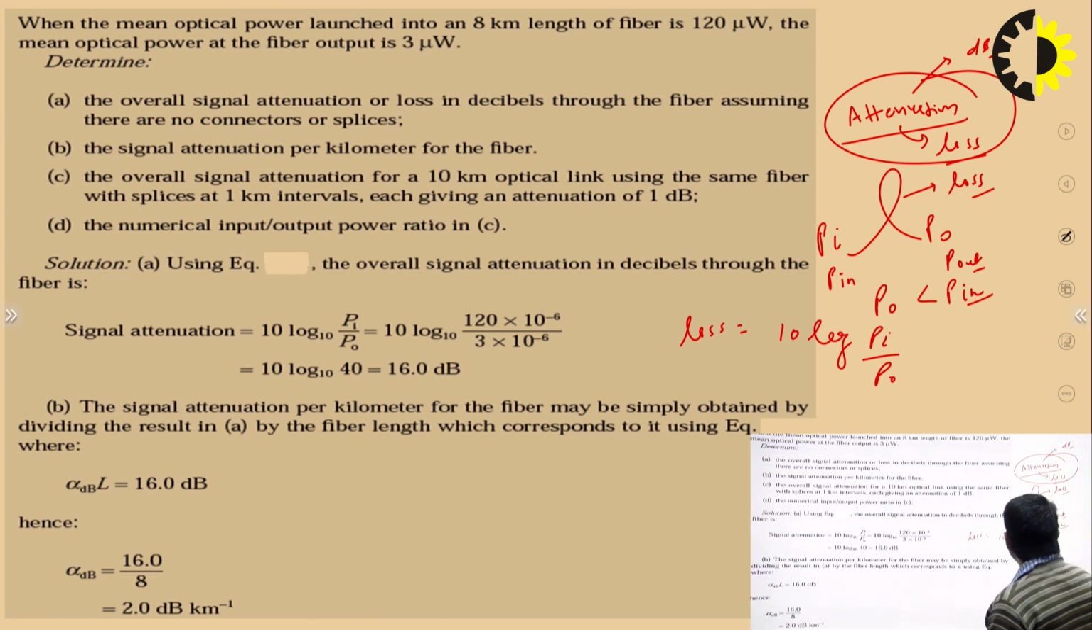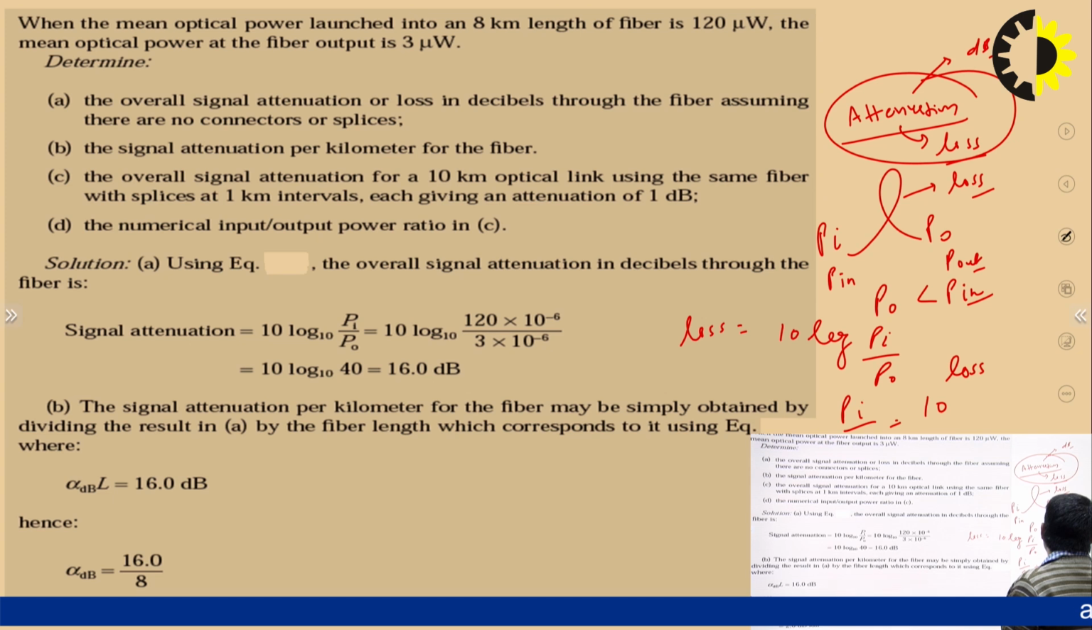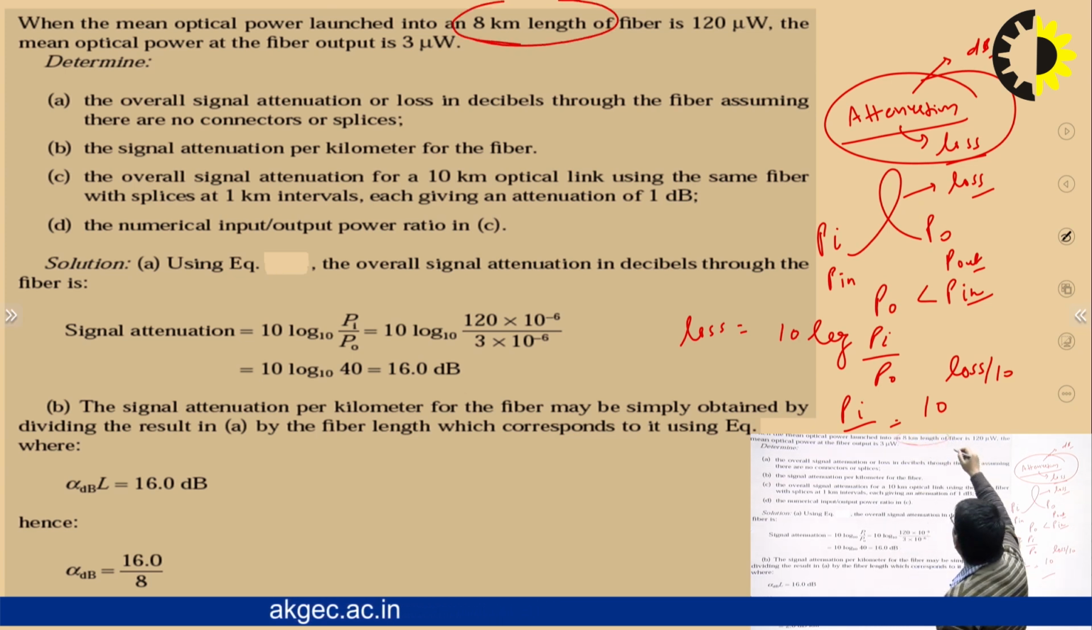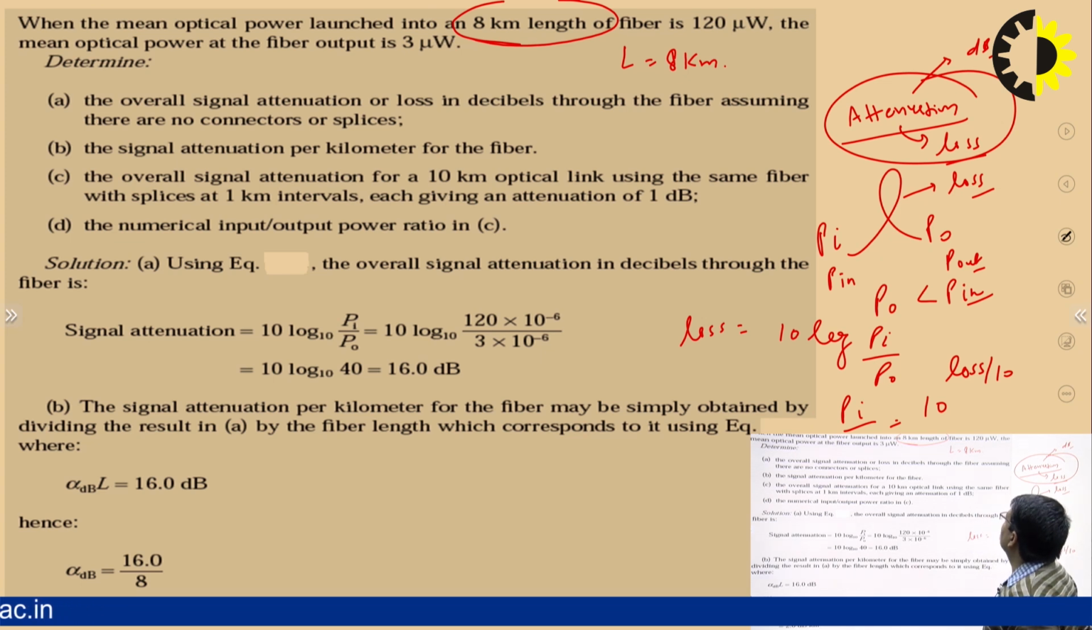From this, we can also calculate the power ratio Pi by P output as 10 raised to power loss in dB by 10. So we can also calculate this. So based upon this, we have this numerical. What is given here is the mean optical power launched into an 8 kilometer length of the fiber. That means in this case we are given the length of the fiber as 8 kilometer.